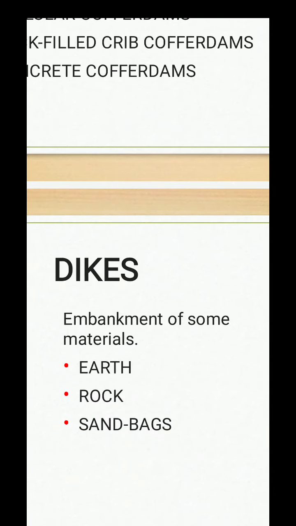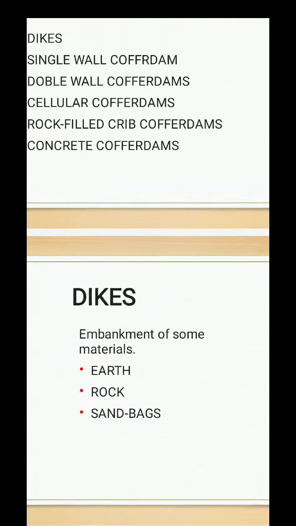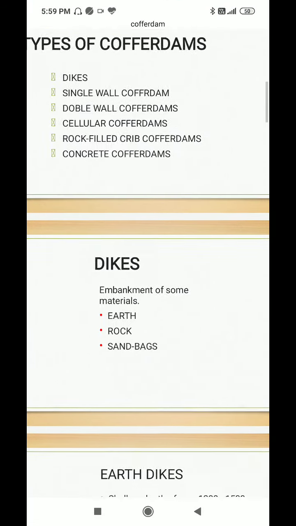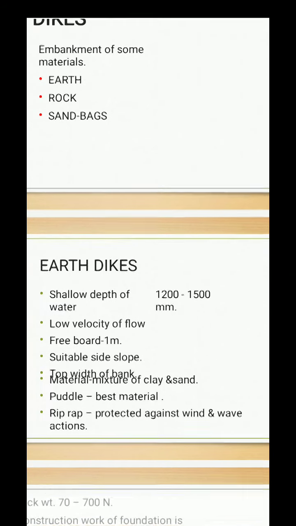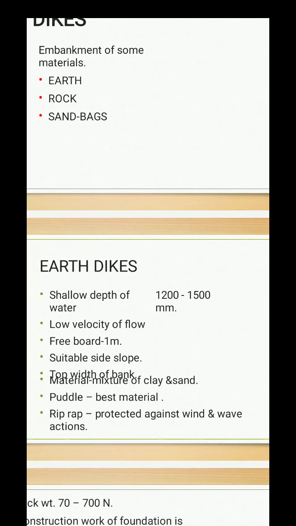These are the 3 types of dike. Number 1, earth dike or earthfill cofferdam. Second, rock dike or rockfill cofferdam. And third, sandbag dike or sandbag cofferdam. So first, earthfill cofferdam or earth dike.